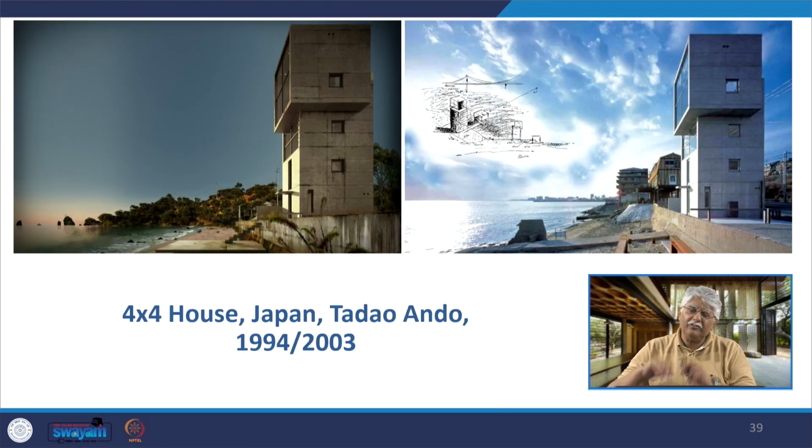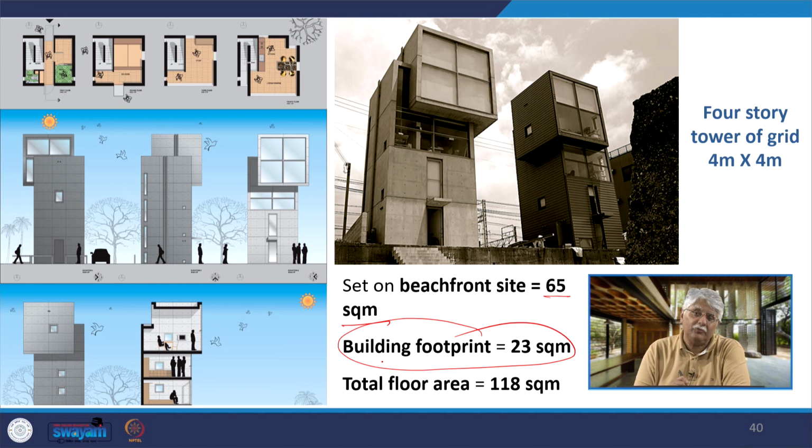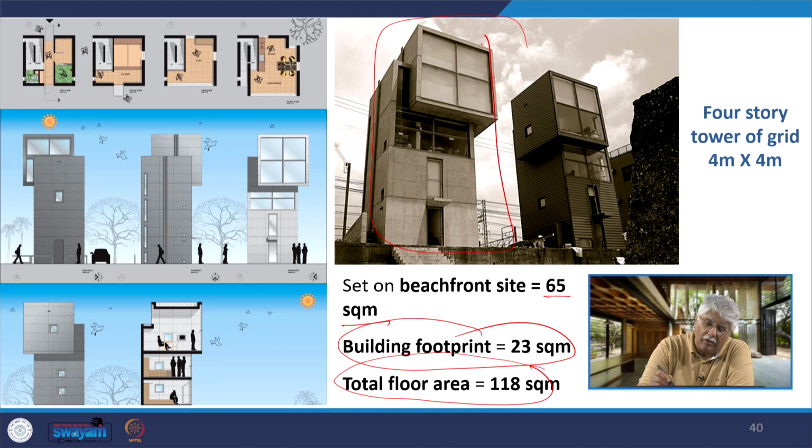Then we come to another very small experiment house by Tadao Ando called the 4x4 House. There are two blocks, the 4x4 House 1 and 2, made at two different times, one in 1994, the other in 2003. This 4-story tower on a 4x4 grid is set on a beachfront site of 65 square meters. The overall building footprint is 23 square meters, and the total floor area, putting all these floors together, is 118 square meters in each of these units.